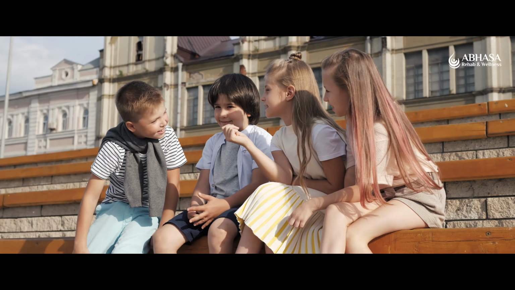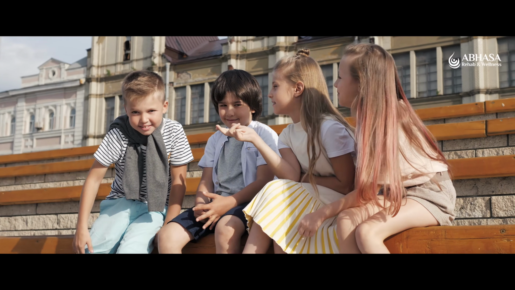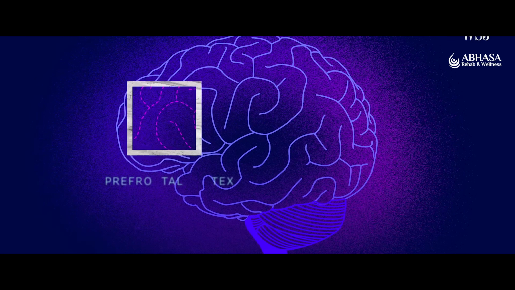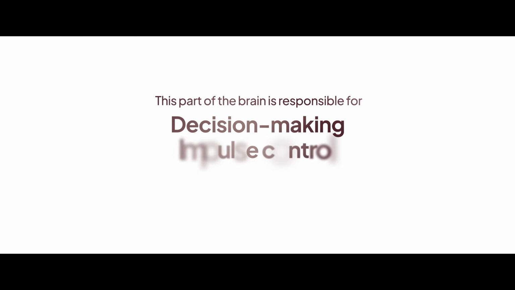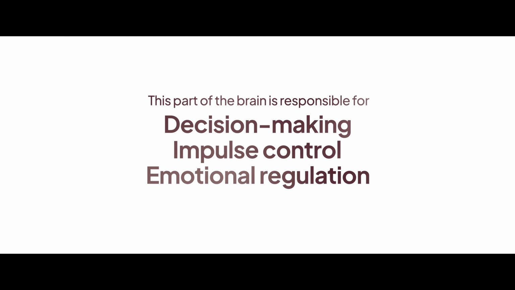6 to 10 years. At this stage, kids are learning social skills like how to make friends, talk to people, and understand emotions. This is when they really start shaping their personalities. The brain, especially the prefrontal cortex, is still growing, and this part of the brain is responsible for decision making, impulse control, and emotional regulation. It is what helps kids to think before they act and manage their emotions.